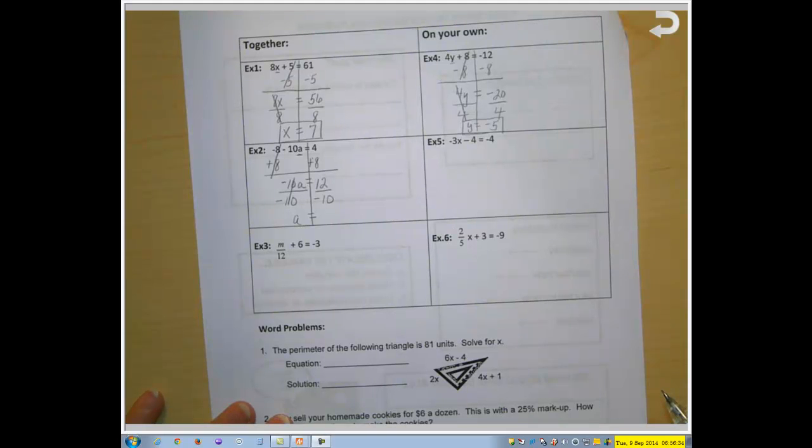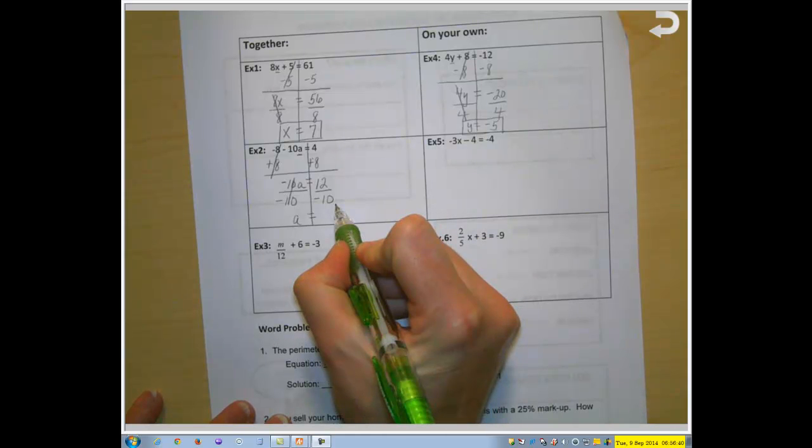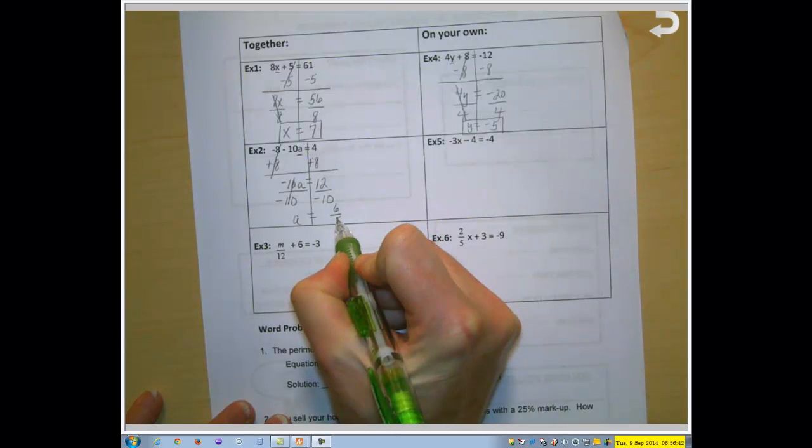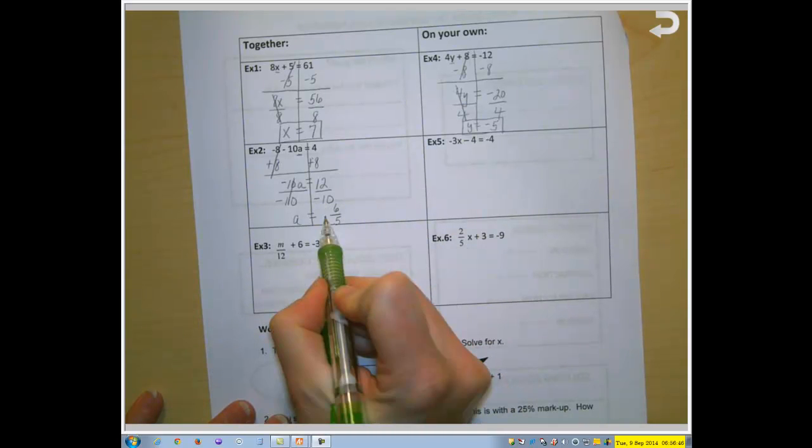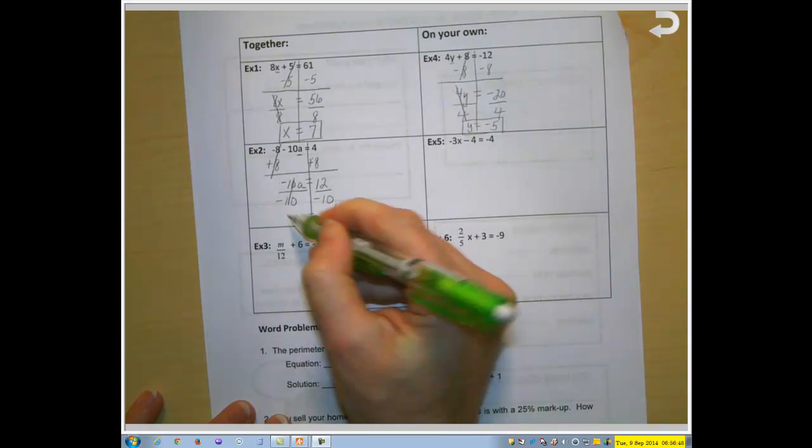Can we reduce that fraction? Well, if we divide the numerator and denominator both by 2, that would give us 6 over 5. And instead of writing the negative sign on the bottom, I'm just going to put it in the middle.